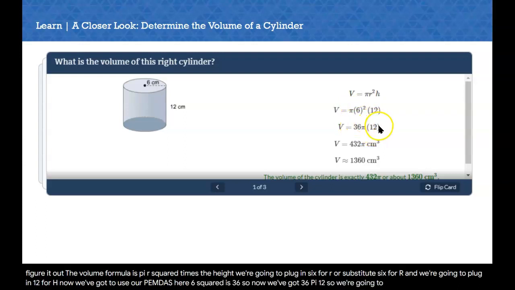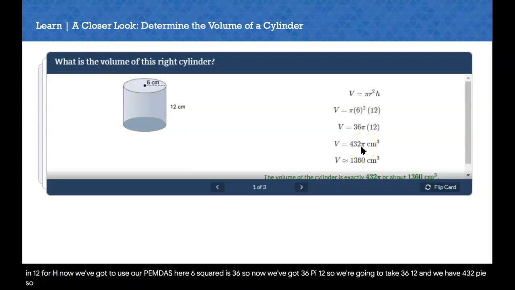So we're going to take 36, multiply it by 12, and we have 432 pi. So our exact value is 432 pi. Our approximate value is when we take 3.14, and that gives us 1,060 centimeters cubed.